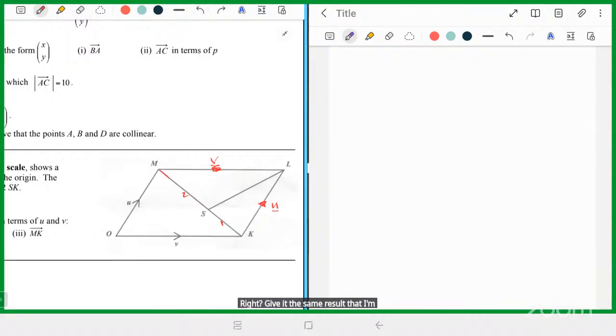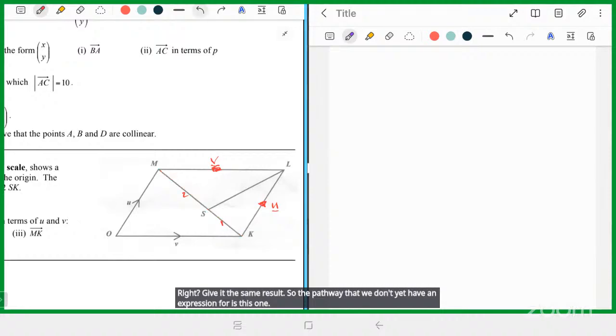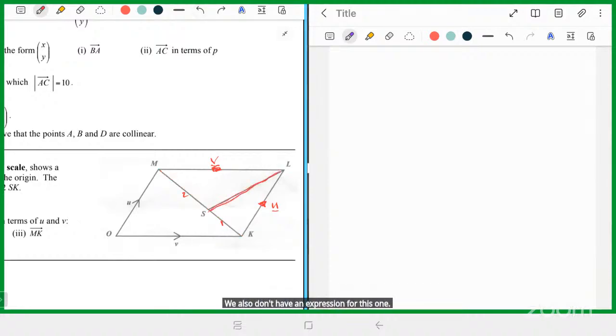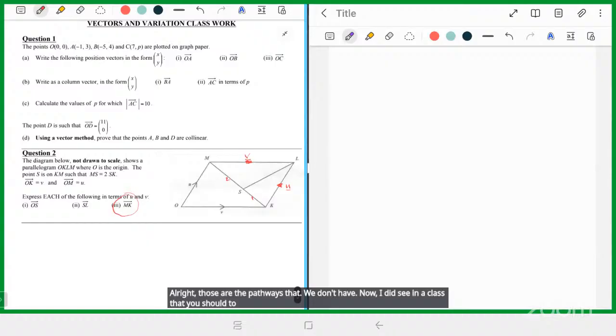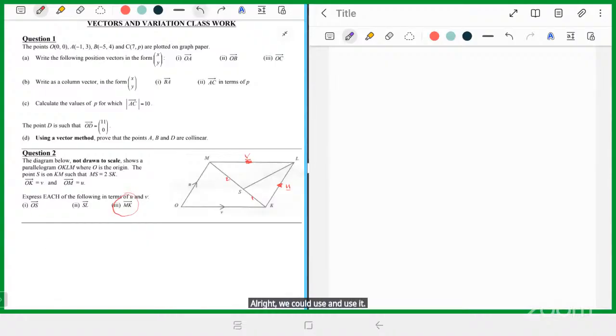So the pathway that we don't yet have an expression for is this one. And we also don't have an expression for this one. Those are 2 pathways that we don't have. Now, I did say in the class that you should do MK first. There was a method that we could use and use OS first, but I deliberately wanted to find MK first. And MK is quite obvious on the diagram.